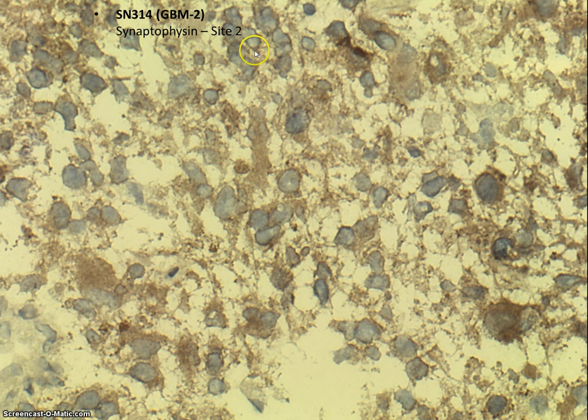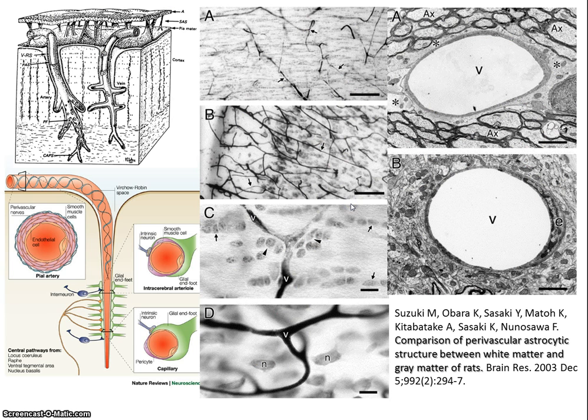Here in the site 2, I don't see as much of that, so this is where I think the vascular effect is occurring, and I'll tell you more about that as we proceed.